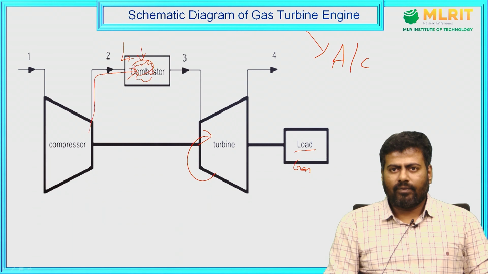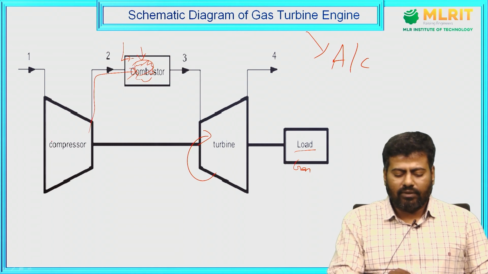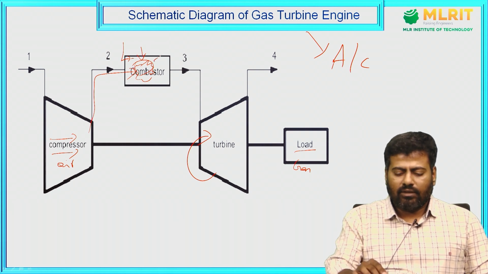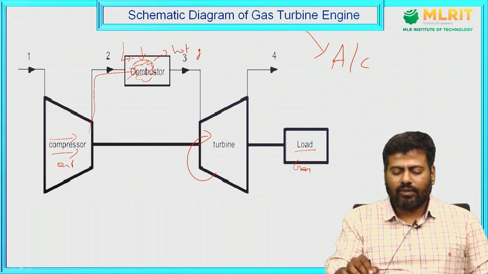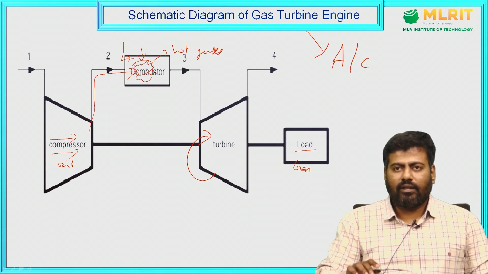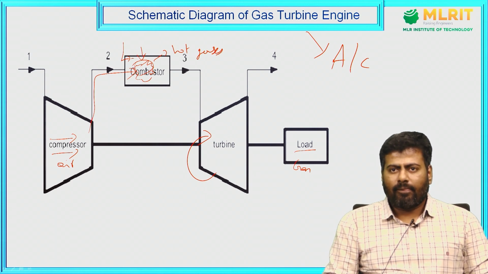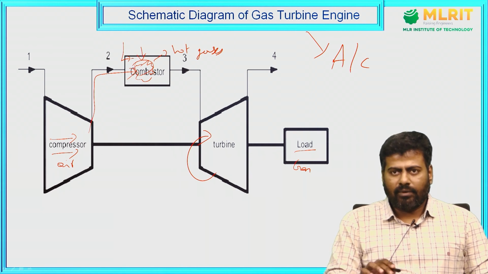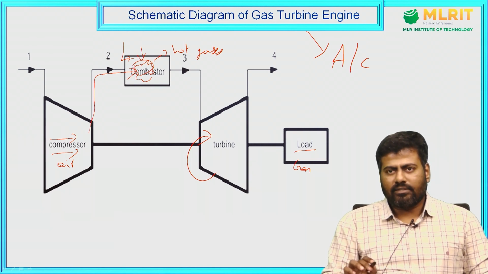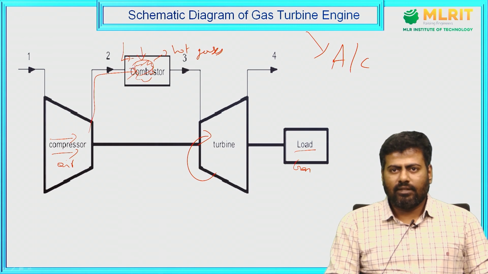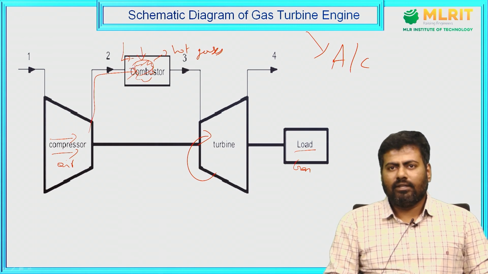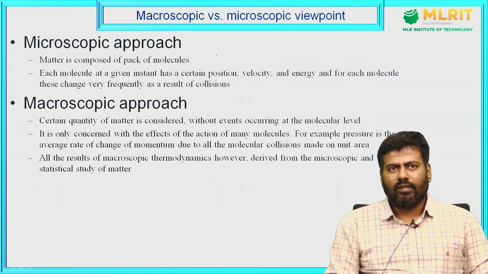Got it? For the compressor we have air as the working substance, but in the combustion we have hot gases as the working substance, the combination of air and fuel. In the turbine also we have the hot gases. So the matter also changes, that is, the working substance changes. This is what we are going to deal with in the thermodynamics subject.